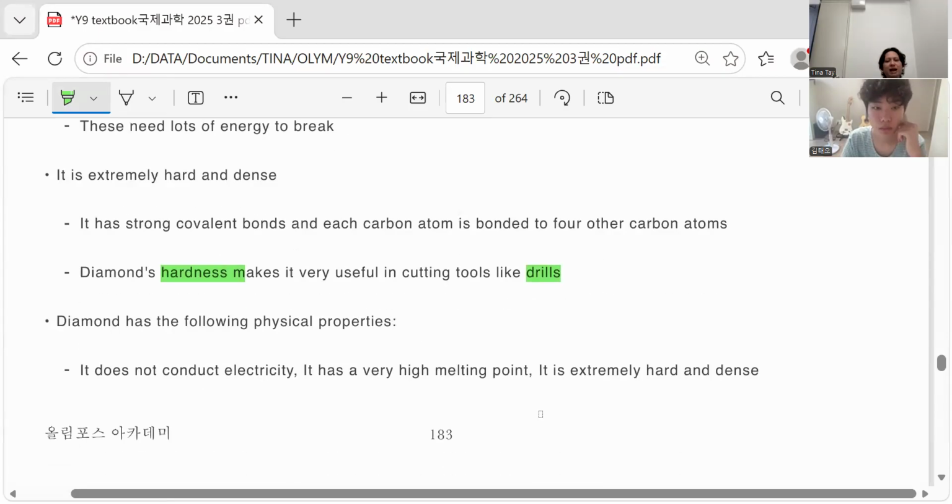It's very, very hard and it does not conduct electricity. Why doesn't it conduct electricity? Because how many of its electrons are used for bonding? All four. All four are used for bonding.